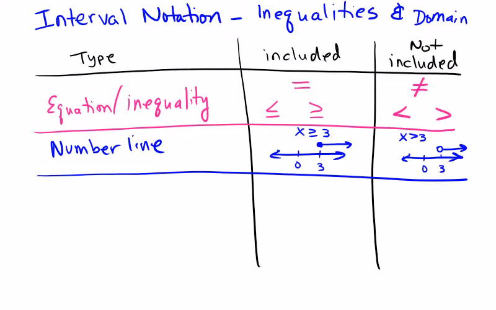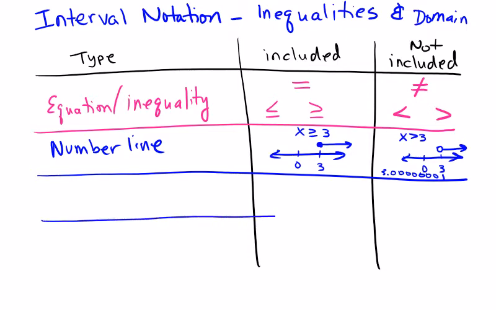Now, when something is not included, that means everything that's really close to it counts, but not the actual number. So 3.000000001 is included in the solution, but 3 itself is not.